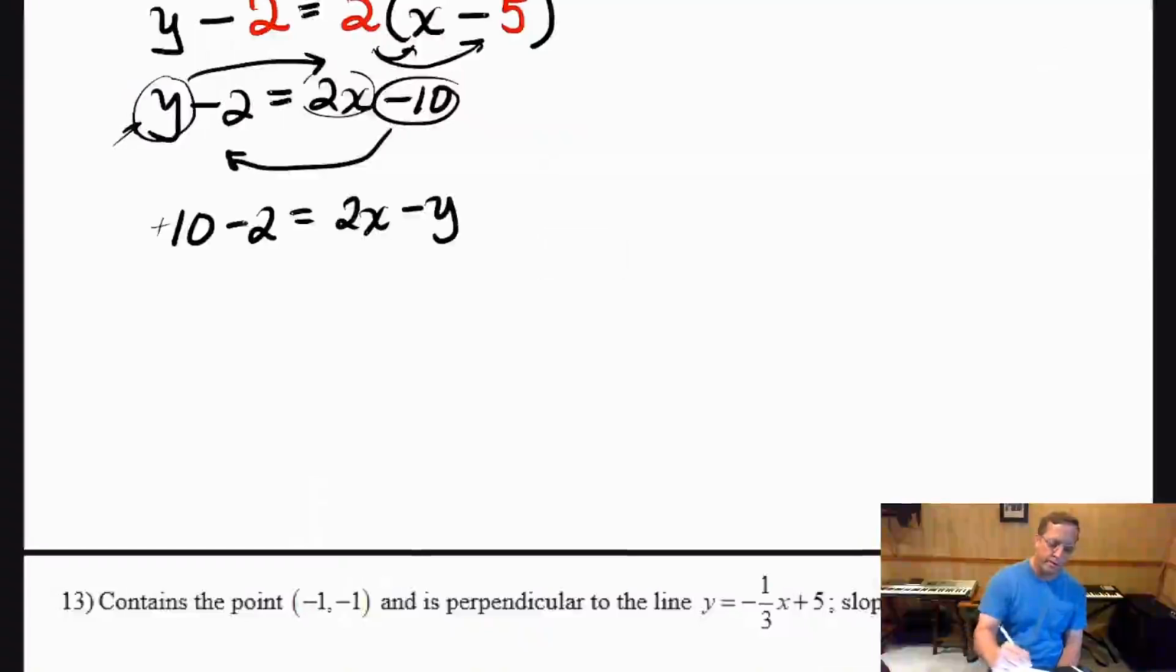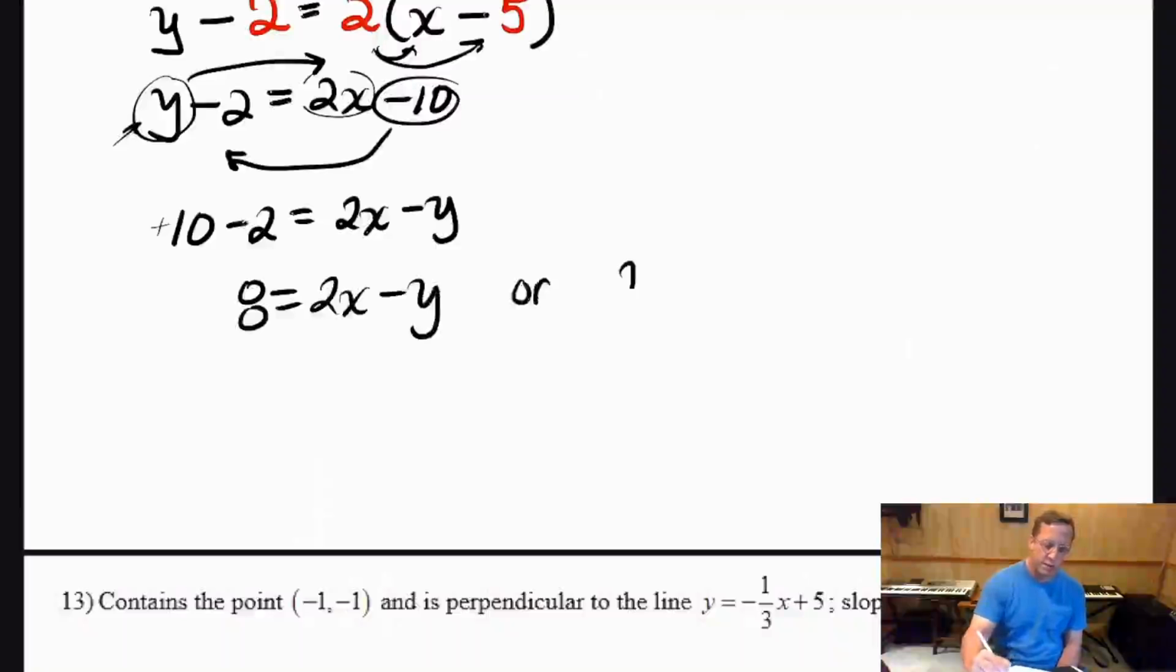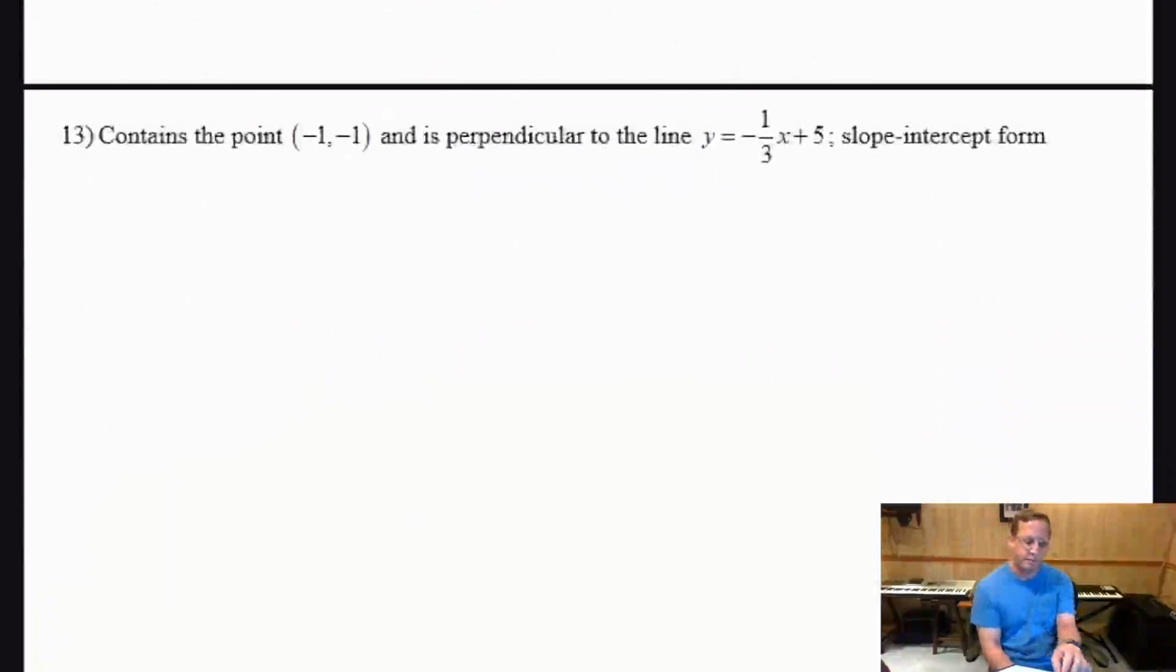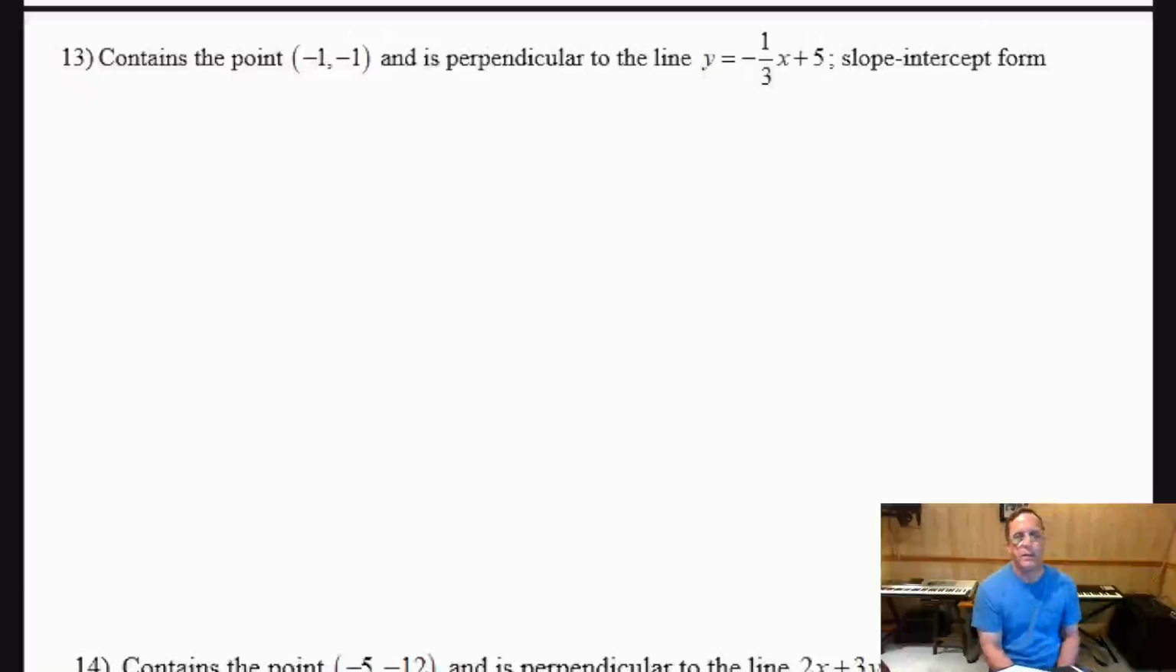Now we're almost there. 10 minus 2 is 8. 8 equals 2x minus y, or 2x minus y equals 8. See, there's your a. Your b is negative 1, and your c is 8. And all those numbers are integers, and the a is positive, and it's in standard form. Now for number 13, we're going to do perpendicular lines.